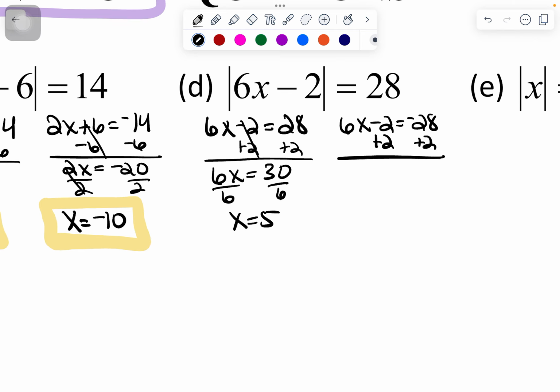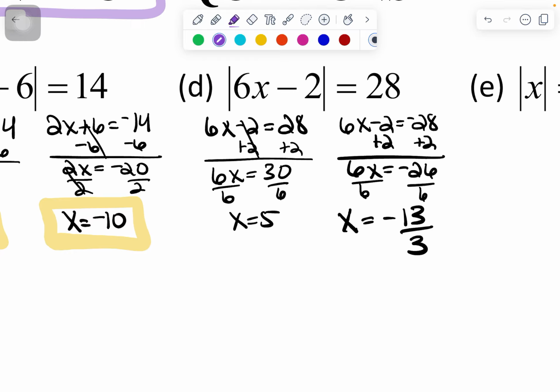Add 2 to both sides, so 6x equals negative 24. No, that's not right. Negative 26. That's right. Divide both sides by 6. Negative 26 over 6 does not divide out nicely, but it can reduce. Both of those are divisible by 2. So negative 13 over 3. Took me a second on that one. So 5 and negative 13 over 3.